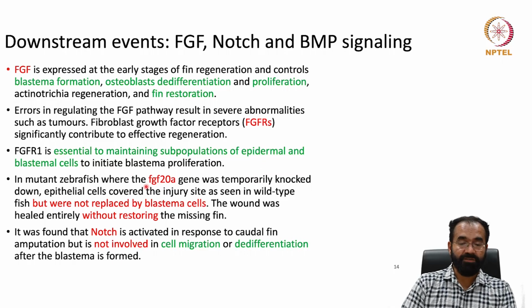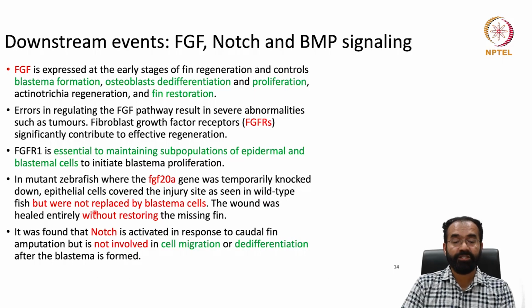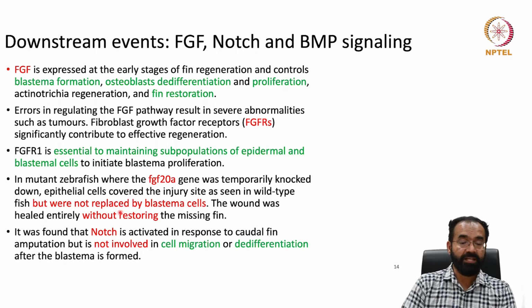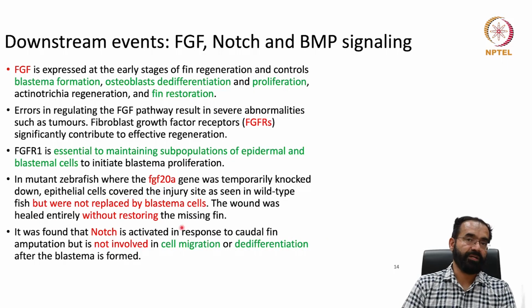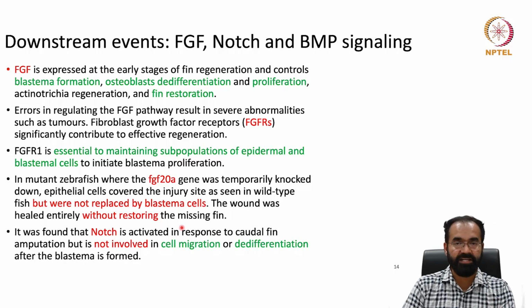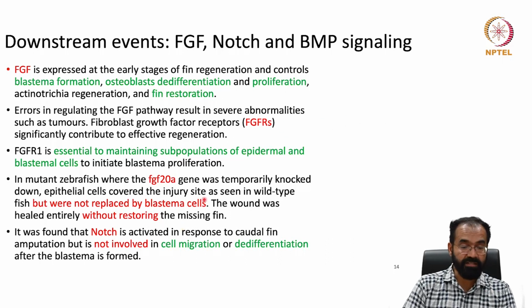In a mutant zebrafish, the fgf20a gene was temporarily knocked down. Epithelial cells covered the injury site, but the site did not complete the regeneration. Unlike wild type fish, there was no blastema cell formation. The wound was healed entirely without restoring the missing fin. So the wound can get healed, but regeneration will not happen if FGF20 is deleted.